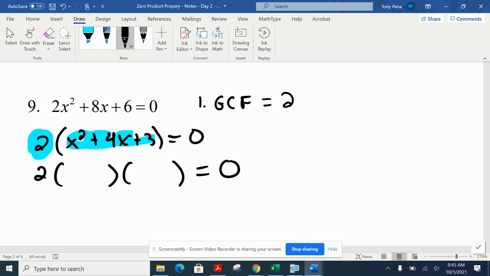And it does. So in terms of numbers that multiply to be a positive 3 and then add up to be a positive 4, that would be a positive 3 and a positive 1. And then again, just be aware, there are 3 different factors here.